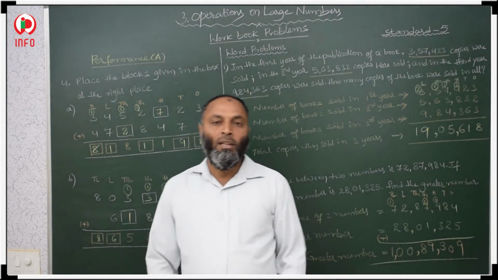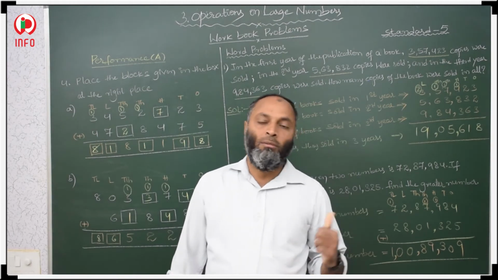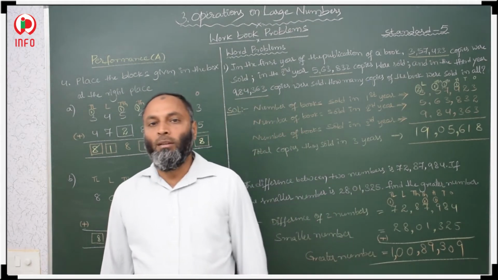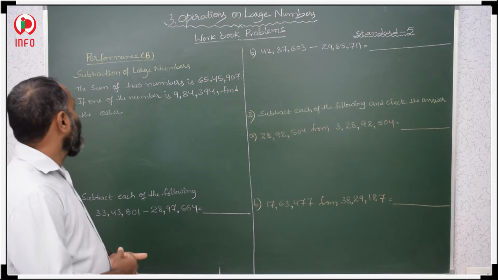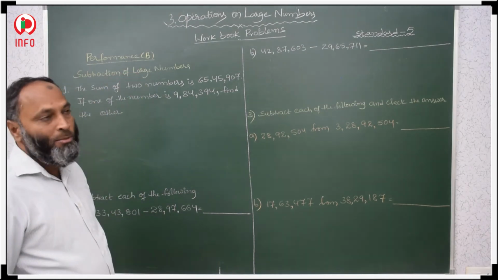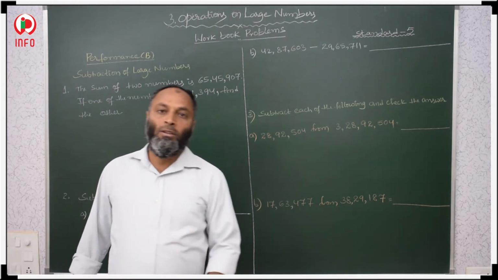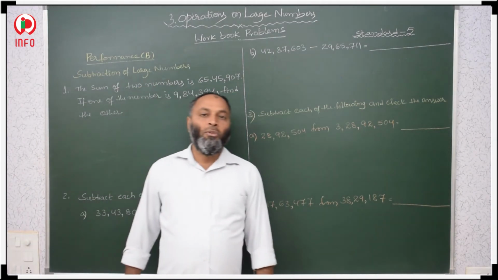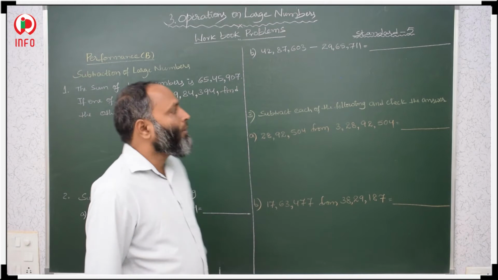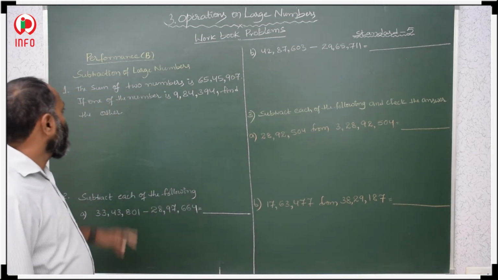Okay. One remaining question is there. That one problem is a home assignment. Okay. Next now, students, performance B. In performance B, subtraction of large numbers. Here we are going to learn about subtraction of larger numbers: how to minus, how to subtract the given numbers.